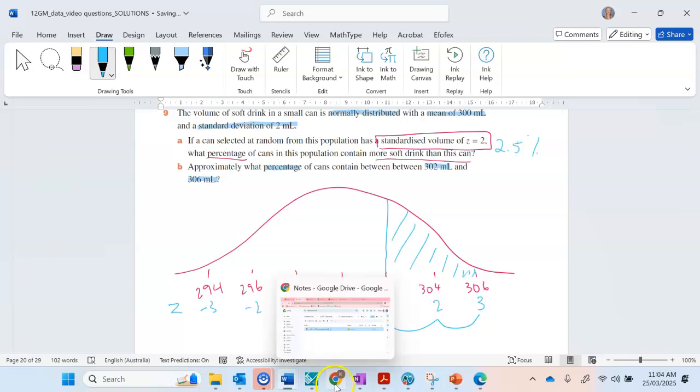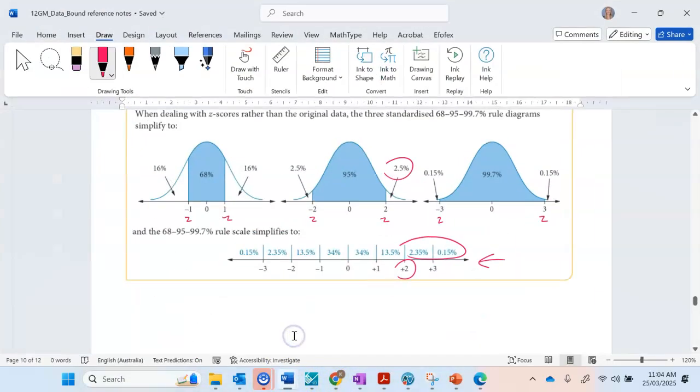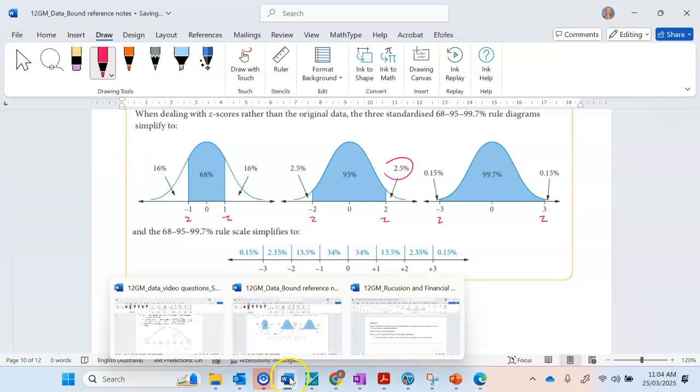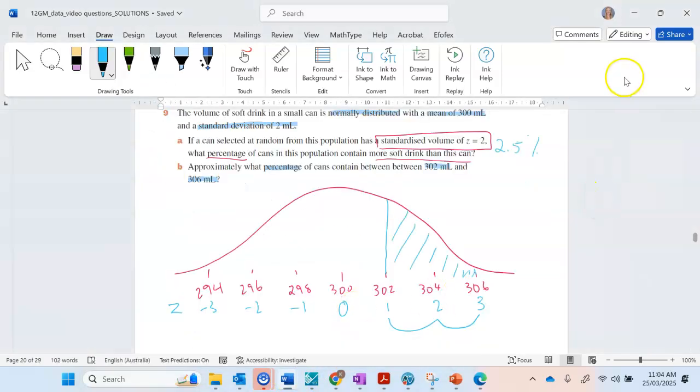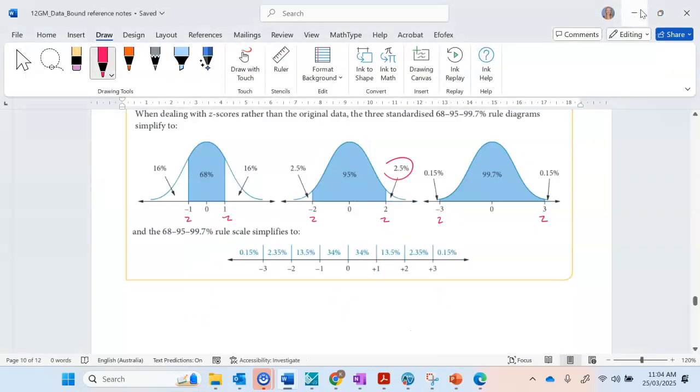So going to my notes, I'll just get rid of that. All right, so we're going from, hold on, now I've forgotten what I was doing. Got distracted. We're going 1 to 3 standard deviations. All right, we're going from 1 to 3 standard deviations. So we're just adding up those 2 values.